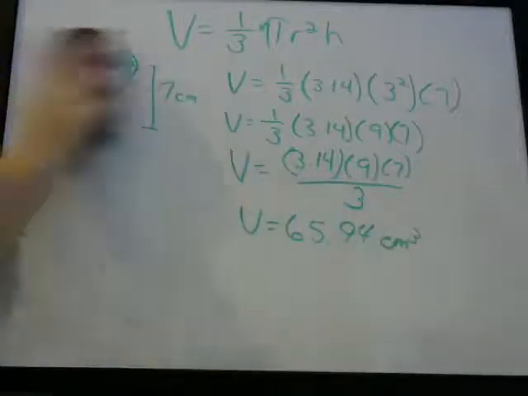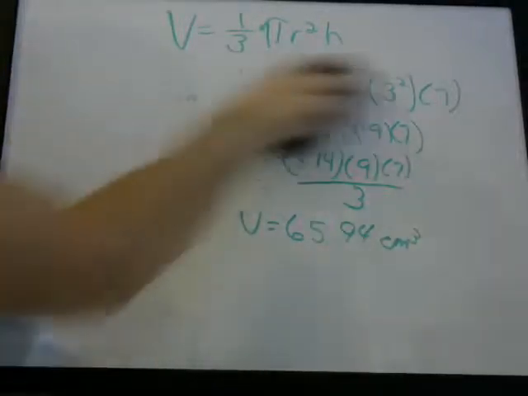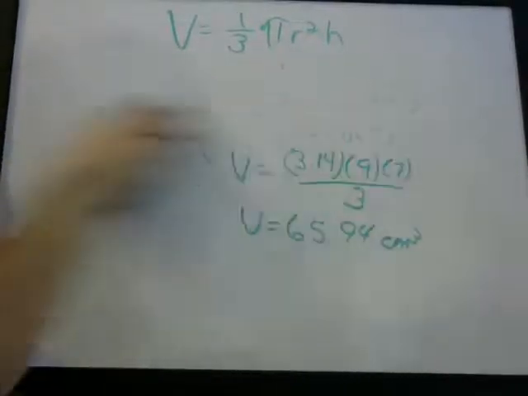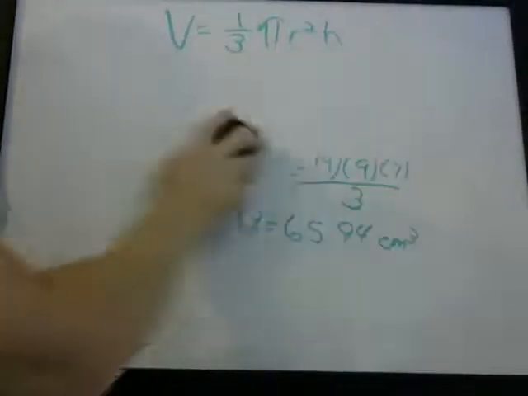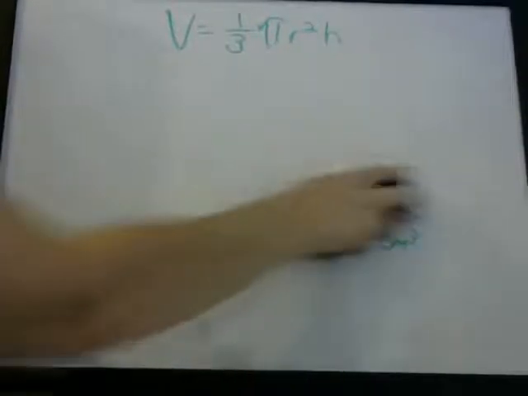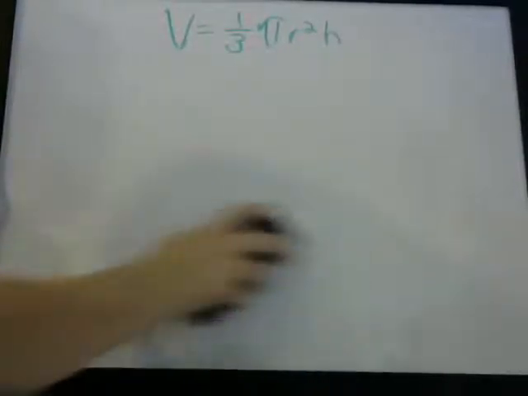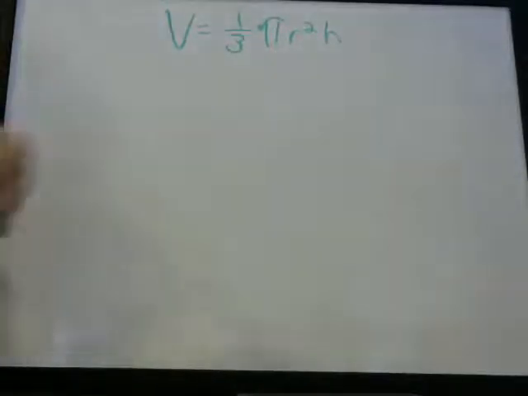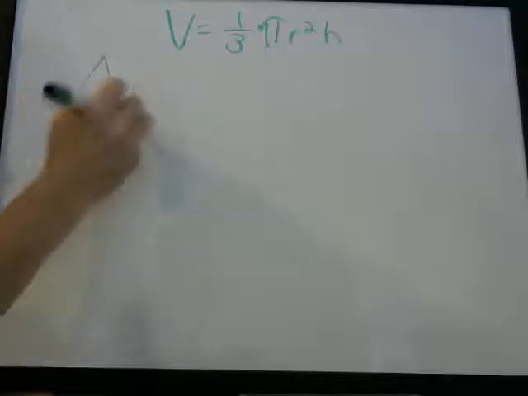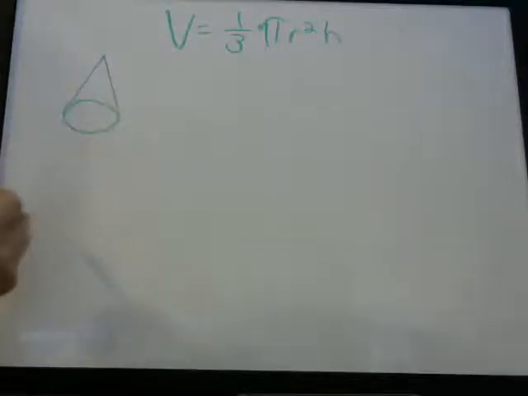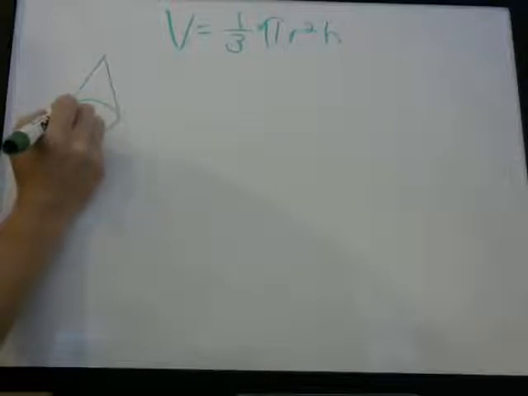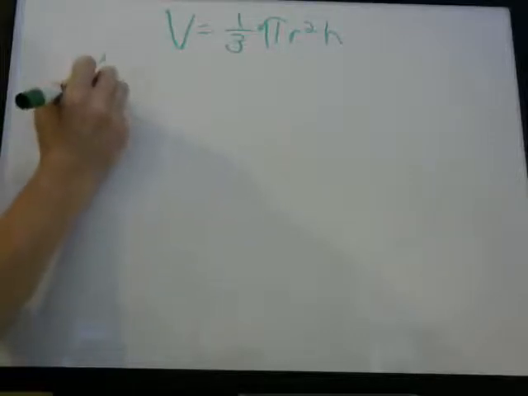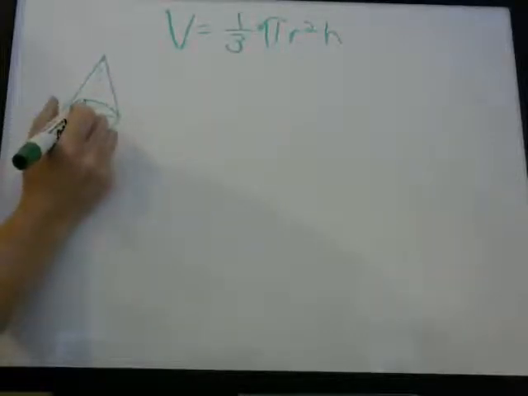I'm doing another example. So now remember that we're looking at radius, and so sometimes what they might want to do is trick you by giving you the diameter of a circle. So let's say we have a cone, but they're telling us that the diameter is 10 inches and that the height is 12 inches.